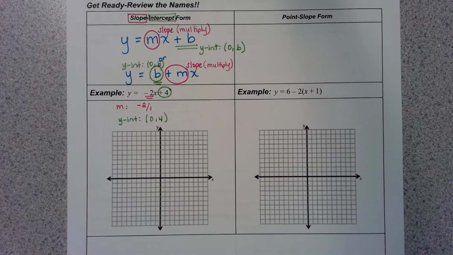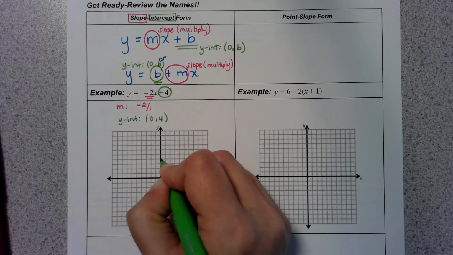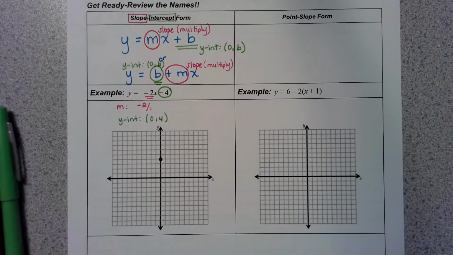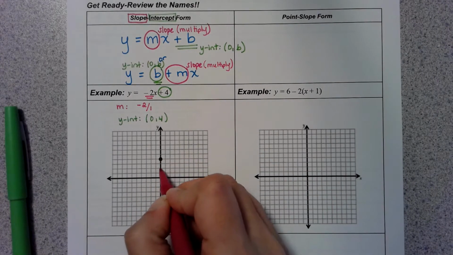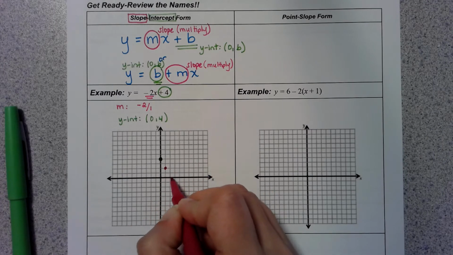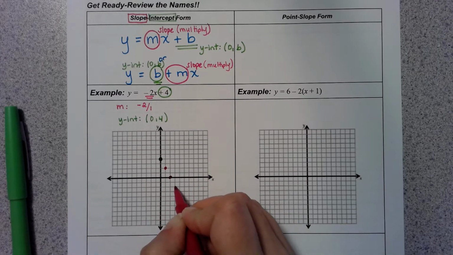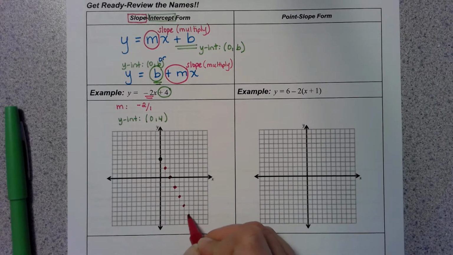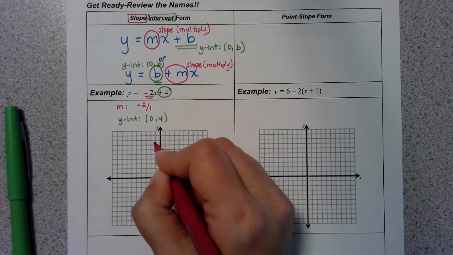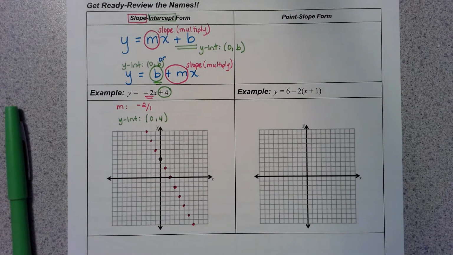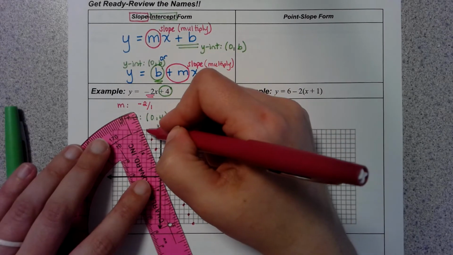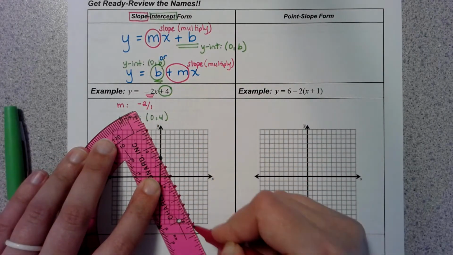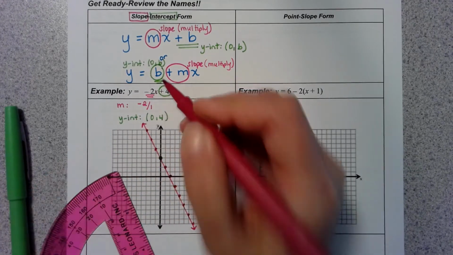Using those two pieces of information, I can graph my starting point, which is (0, 4). And from there, I can go down 2 over 1, down 2 over 1, and keep going. Using this graph, and I went backwards by going up to the left 1, I can draw a nice straight line that goes through those points.